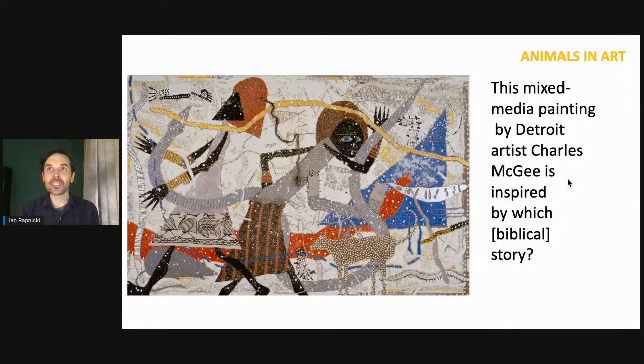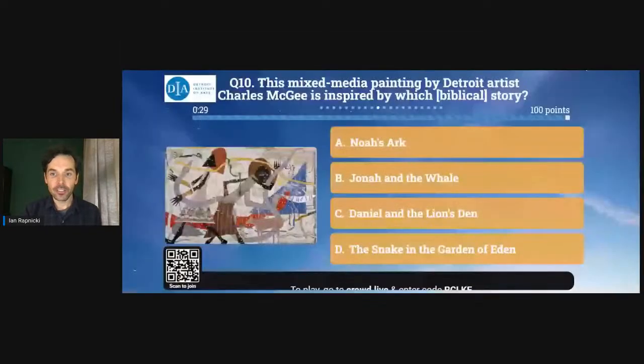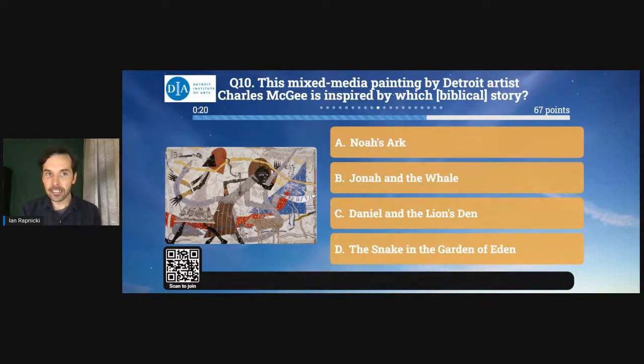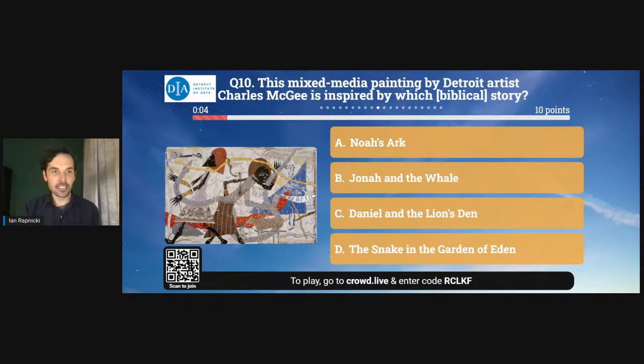Next question, in Animals in Art. This mixed media painting by Detroit artist Charles McGee is inspired by which biblical story? Was it Noah's Ark, Jonah and the Whale, Daniel in the Lion's Den, or the Snake in the Garden of Eden?